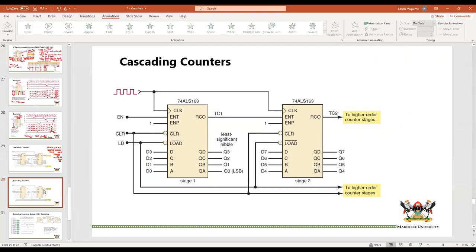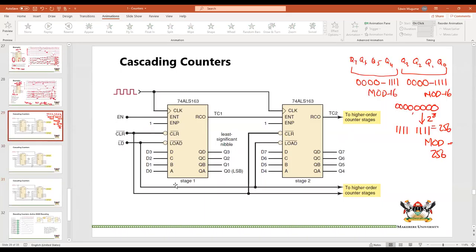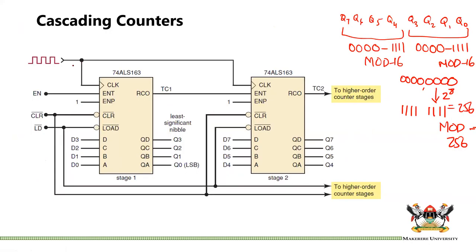Okay, because it looks like the explanation will be quite involved. Right. So if we look at this one, once again, we can see that we have our clock. The clock is clocking both. So when we want to count these to create one large counter, we once again use the same clock source to clock both of the flip-flops.